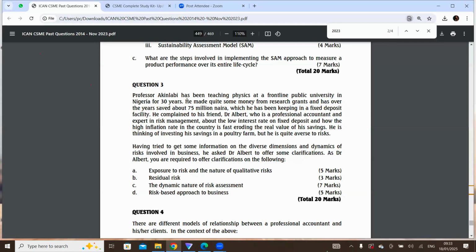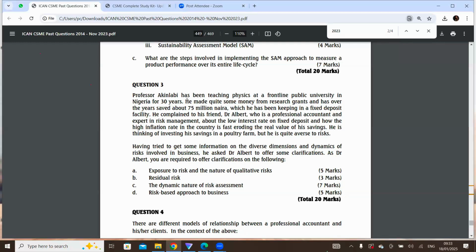As Dr. Albert, you are required to offer clarifications on the following. A, exposure to risk and the nature of qualitative risks. B, residual risk. C, the dynamic nature of risk assessments. D, risk-based approach to business.